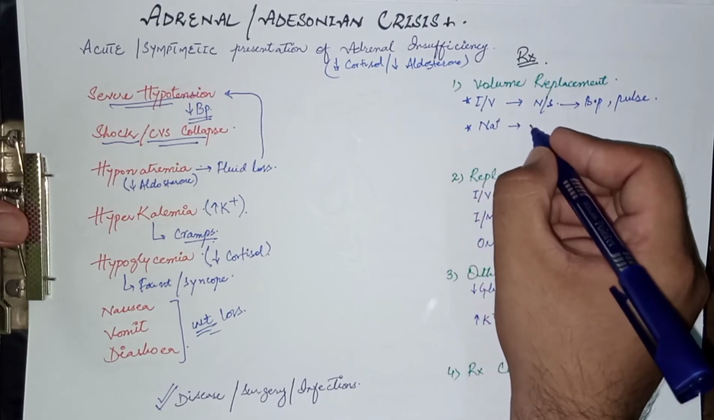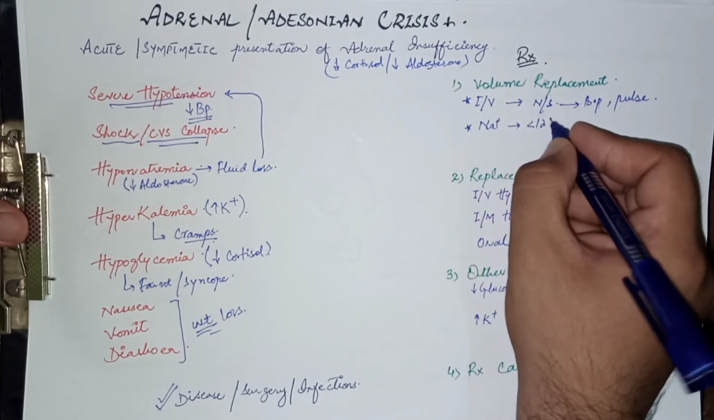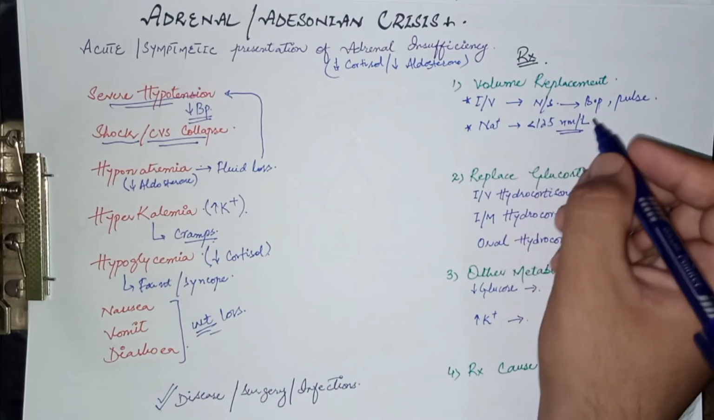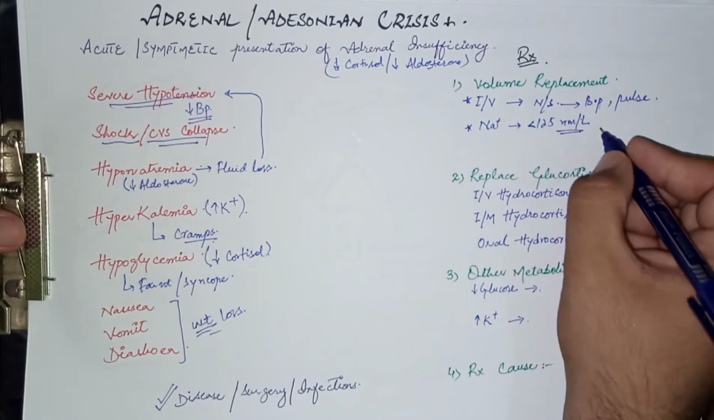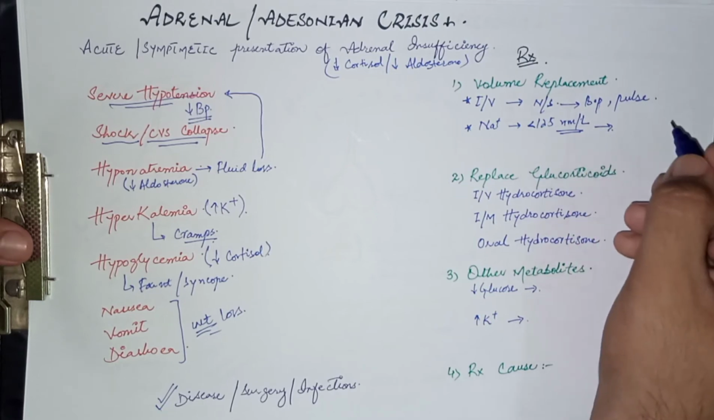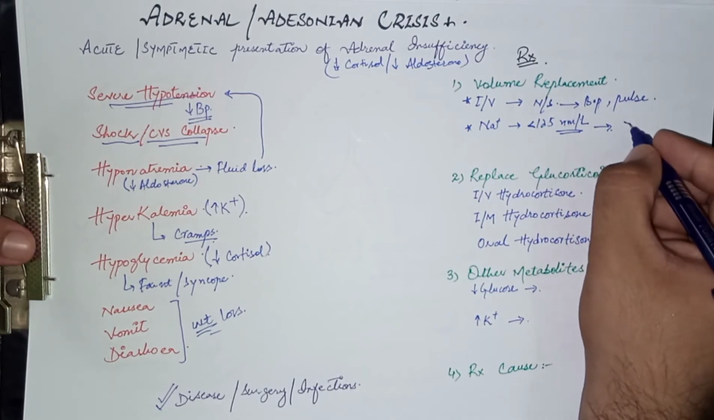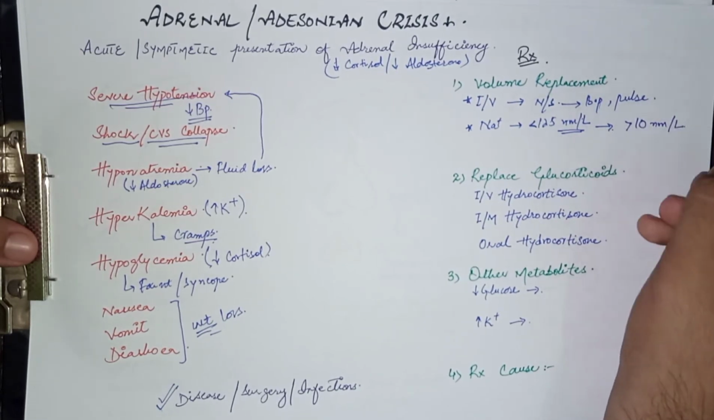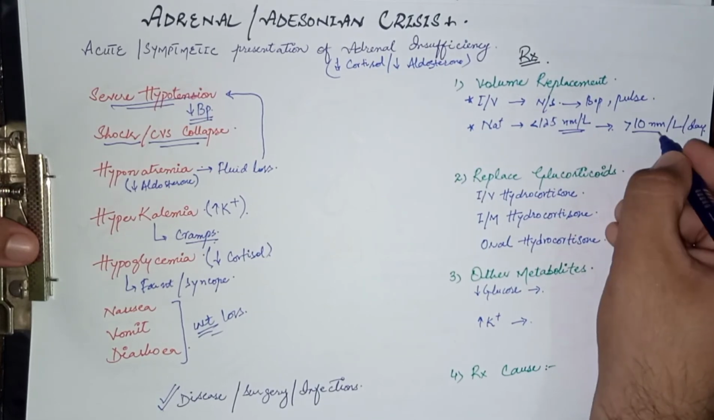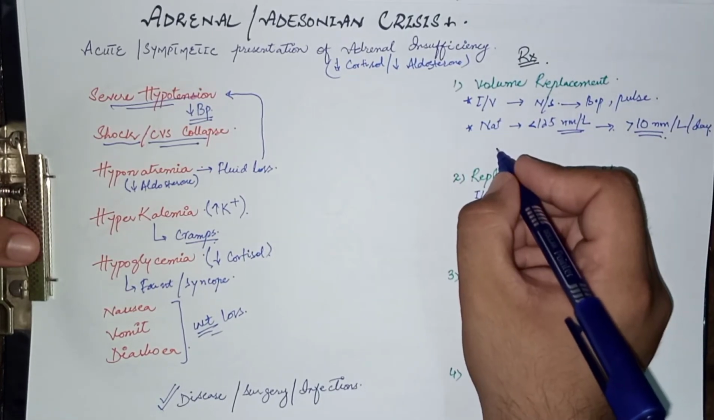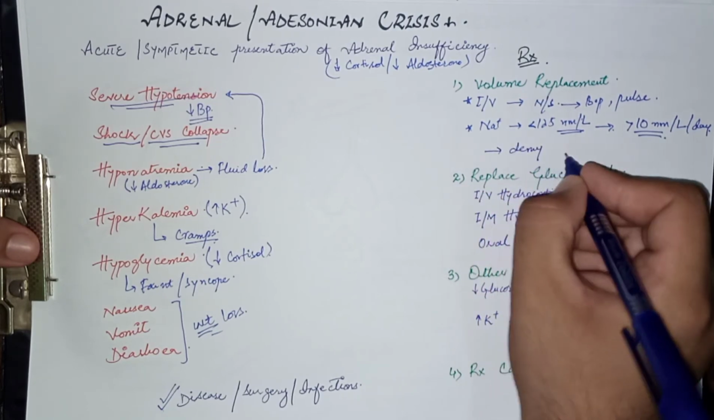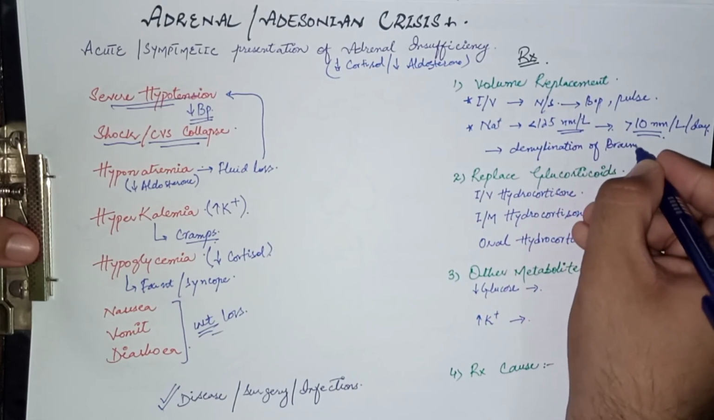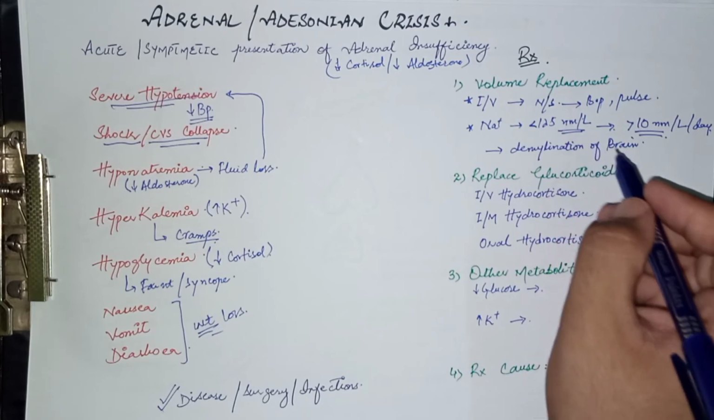If the sodium level of the patient is below 125 nanomoles per liter, this is very severe hyponatremia. So give the patient sodium very slowly. But remember, do not give the patient greater than 10 nanomoles per liter of sodium per day. If you give sodium more than this amount, it ultimately leads to demyelination of brain tissues. So remember, do not give sodium in very high amounts.